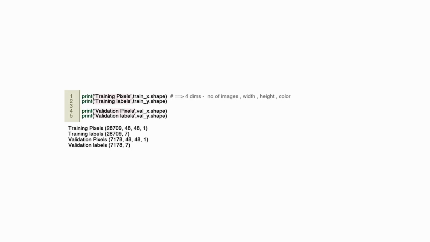This code first prints a message, training pixels, and the shape of the train X dataset, which refers to the dimensions of the dataset, including the number of images, width, height, and color. Then, it prints messages and the shapes of the train Y, val_x, and val_y datasets, which represent the label data for the training and validation sets. The shapes of these datasets indicate the size and structure of the data, providing important information for further analysis and model training.